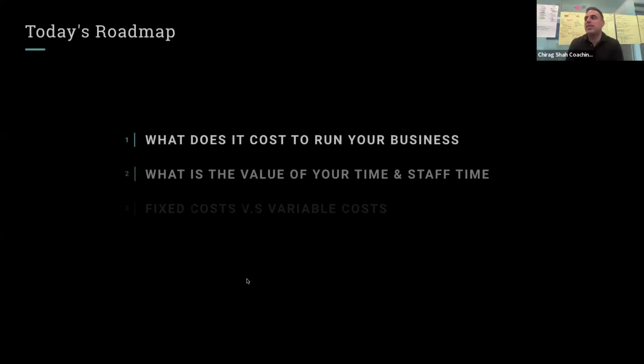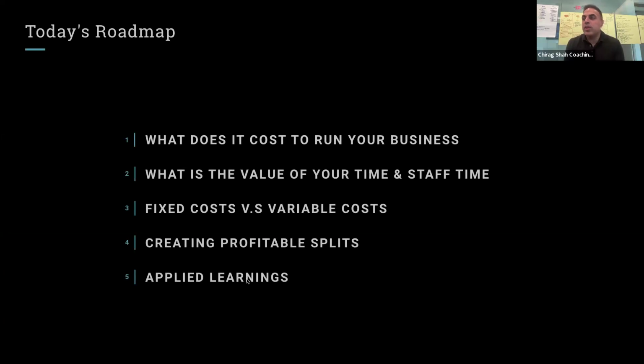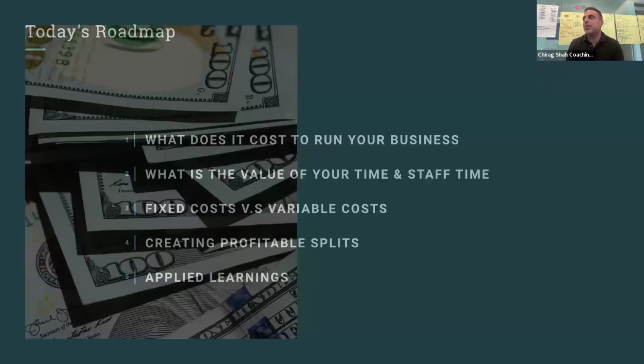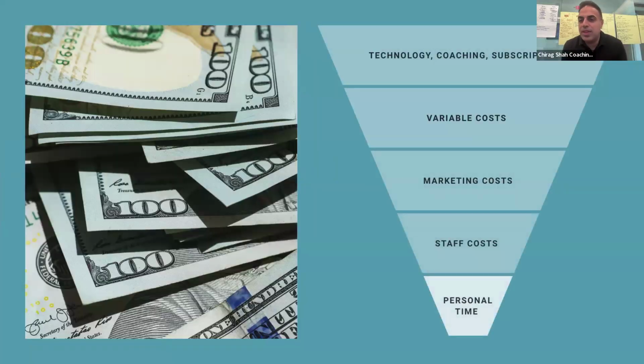All right, so let's go into this. We're going to go through what does it really cost to run your team? What's the value of your time and staff time, fixed versus variable costs, creating profitable splits, and obviously my favorite part, the applied learnings. So if you look at this little funnel here, these are all the things that you spend money on. Technology, coaching, subscriptions, there's always variable one-off costs, marketing costs, staff costs, as well as, I put that one in white because it's the one that no one factors in, the personal cost of your time, right?